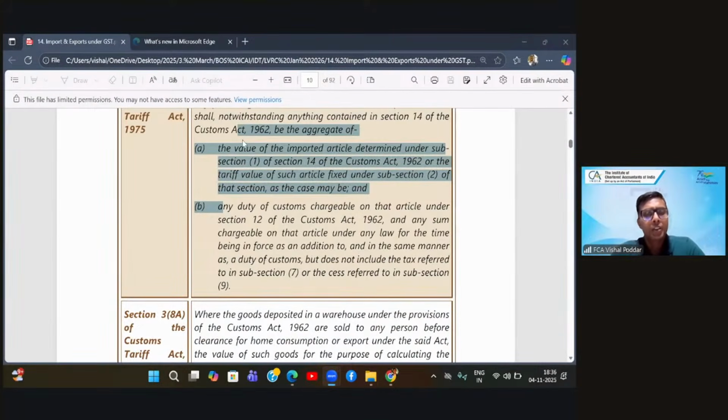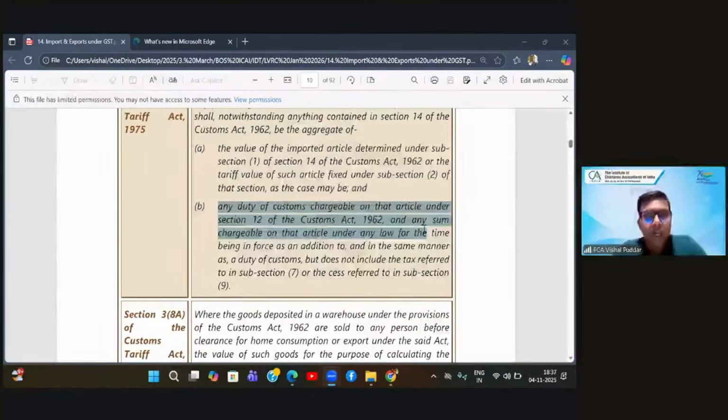the customs valuation which is provided in section 14, which will be applicable for levy of basic customs duty, will be further added with the duties which are leviable as per section 12 of the Customs Act and any sum chargeable on that article under any other law for the time being in force. So interestingly, for the purpose of levy of IGST, you have to find out the customs assessable value.